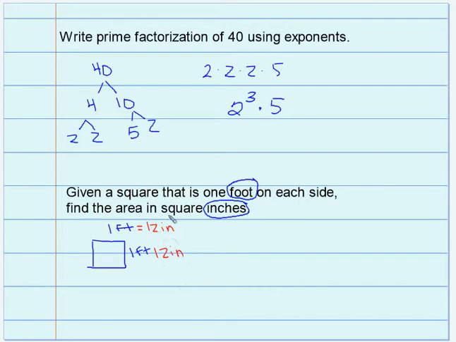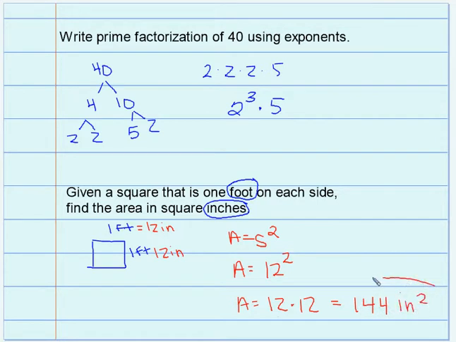I know that this is a square, so area is side length squared. So area equals 12 squared, because remember they wanted inches. And so area equals 12 times 12, and you know that that is 144. Then remember to label square inches.